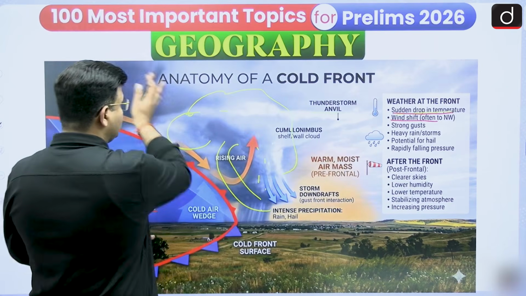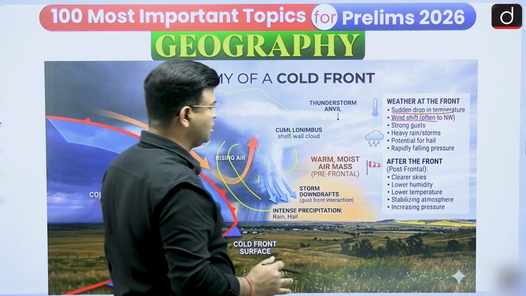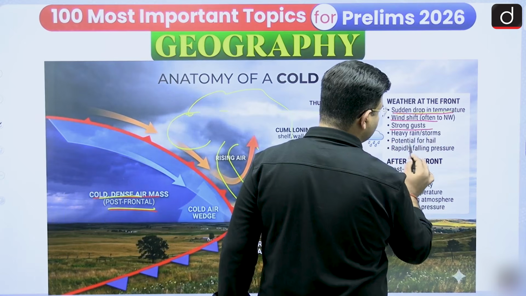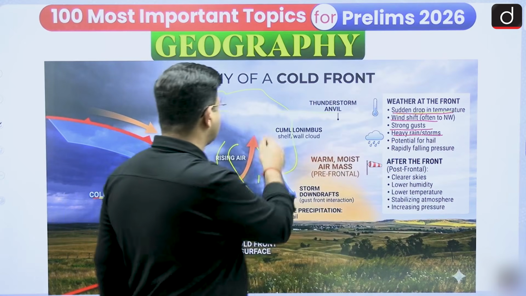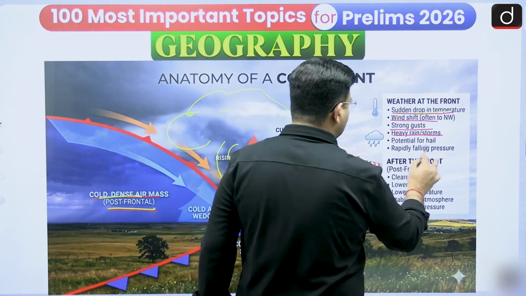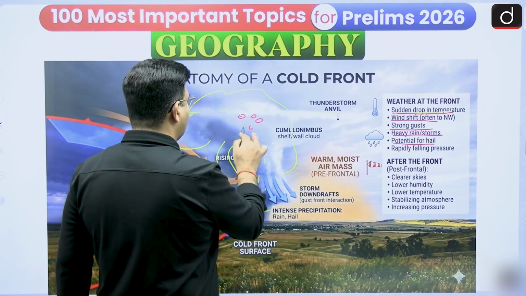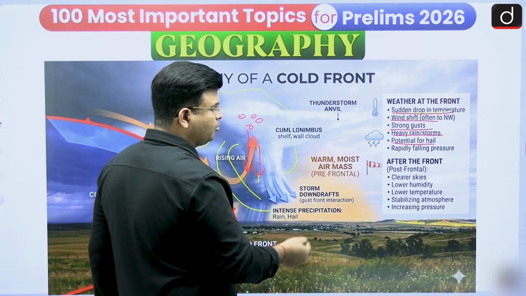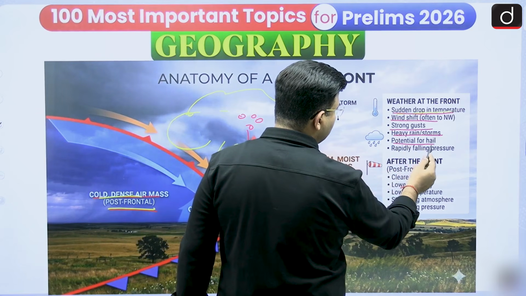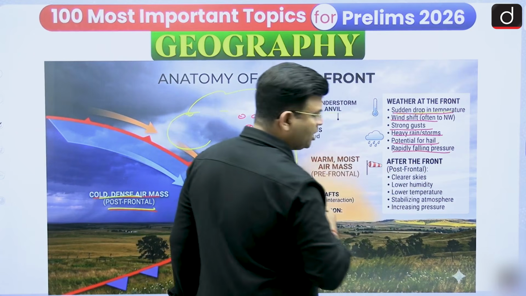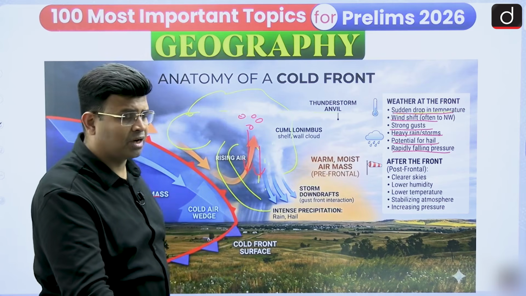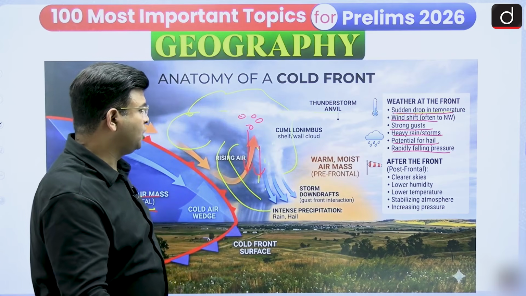Here the upward warm air is moving on this side, and the cold air is moving on the ground, and there is a strong gust. It is moving faster, therefore the wind feeling is more. Heavy rain storms: on this side the cumulonimbus cloud is always the heaviest rainfall cloud, and if it goes upward, ice crystals will form and hailstones can form, so hailstorms will potentially be there. And there is rapidly falling pressure, making that region very cold with a high pressure region, which makes the pressure fall rapidly.